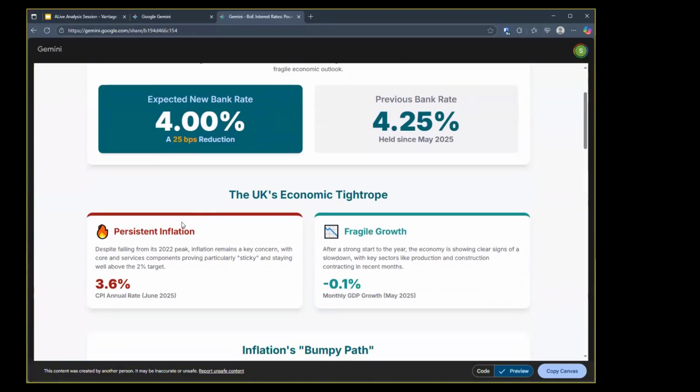Okay, a few key things we want to take notice of with regards to interest rates. We're going to look at inflation. Is inflation still above the 2% target? The target is towards 2%, the lower the better. Right now, as of June, the CPI annual rate for the UK economy is at 3.6%.